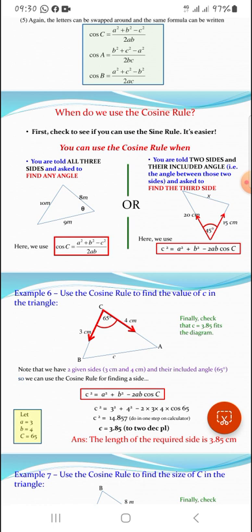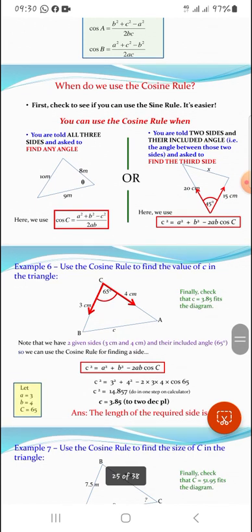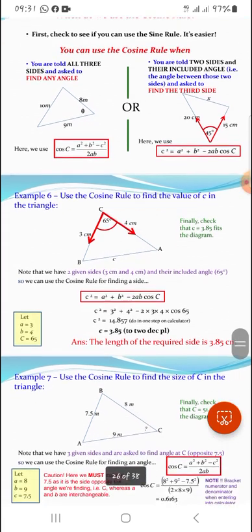As you can see here, that is the example they are giving here. They are giving an illustrative. When do we use cosine rule? You can use cosine rule when you are told all the three sides and asked to find any angle. Or you are given the two sides and the angle that is in between them. That is what is called the included angle. Angle between 20 centimeter and 15 centimeter is 45. So in this case, I can use cosine rule to find the value of x. That's the case may be.